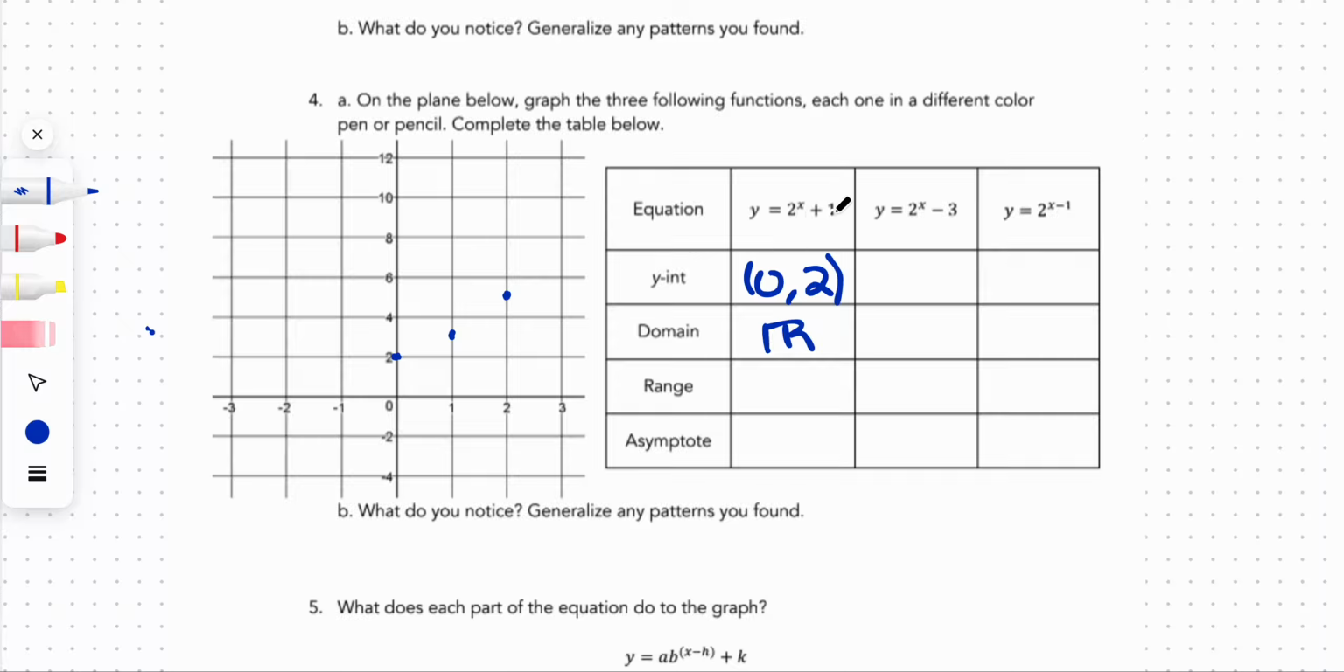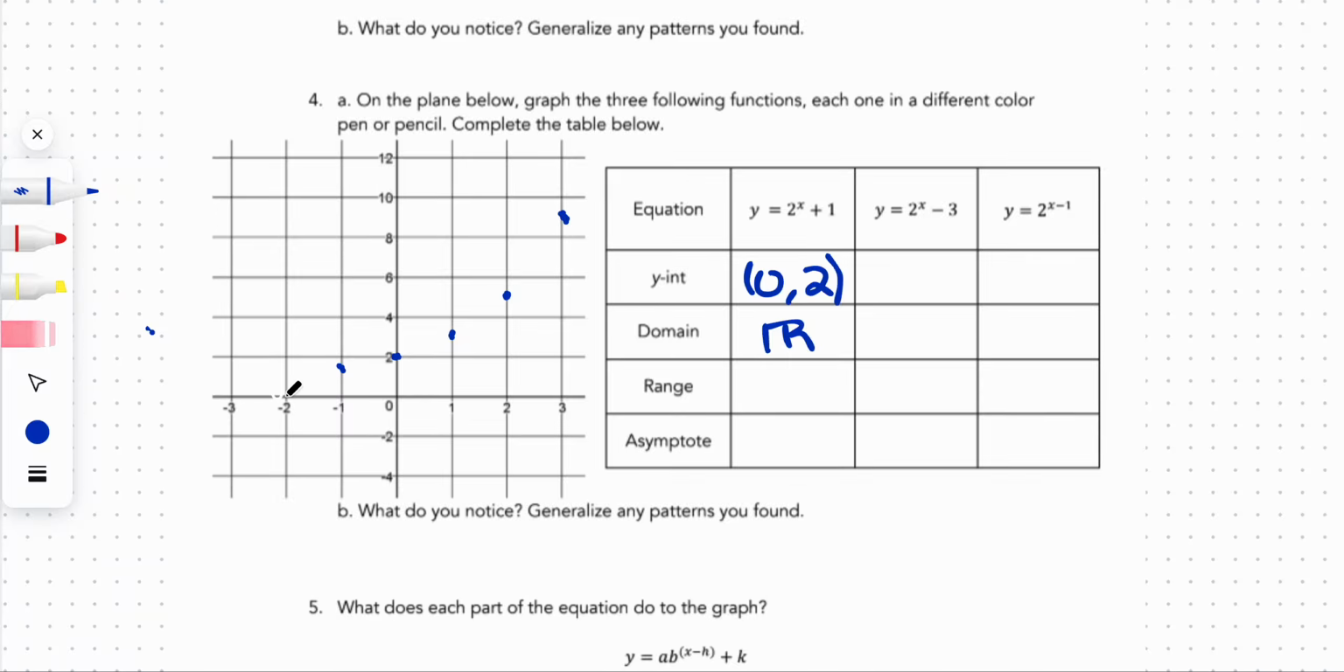2 to the third power is 8. 8 plus 1 is 9. So something like that. And for the negatives, we have 2 to the negative first power, which is equal to 1 over 2 to the first power, which is 1/2. And then we do plus 1. That brings us to 1.5.